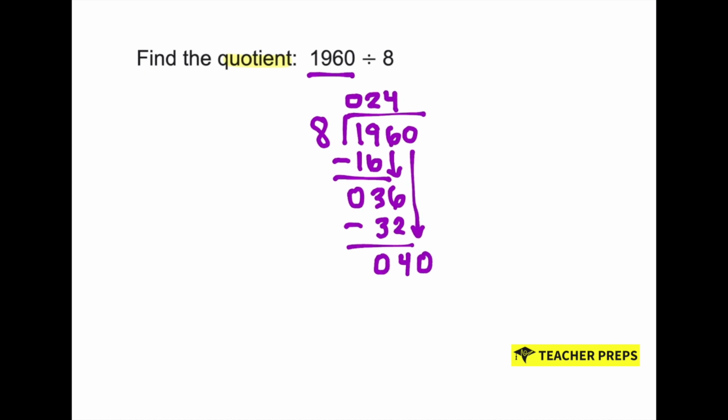Finally, we bring down that 0 and see that 8 goes into 40 exactly 5 times. 40 minus 40 is 0. So our quotient is 245.